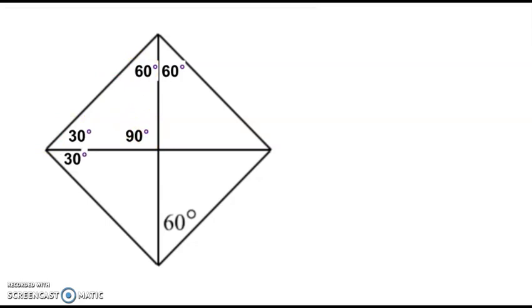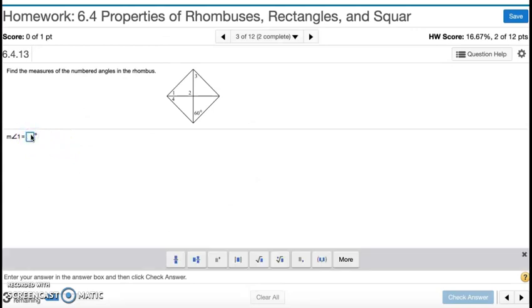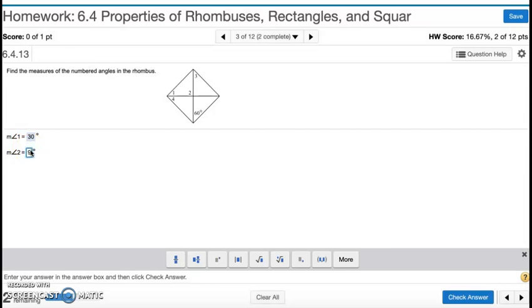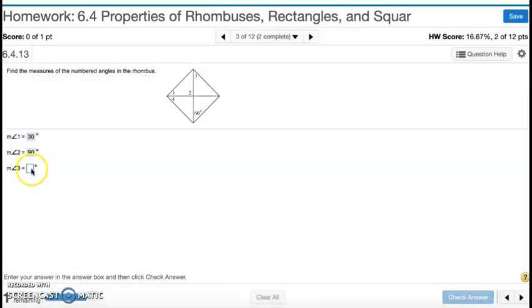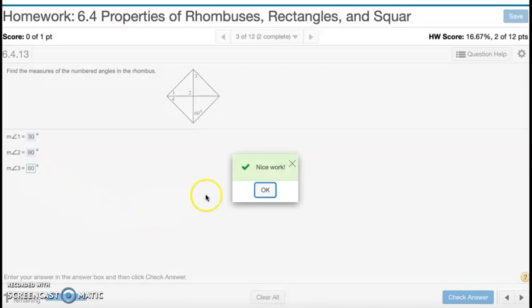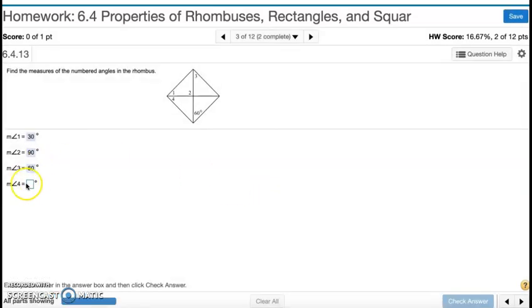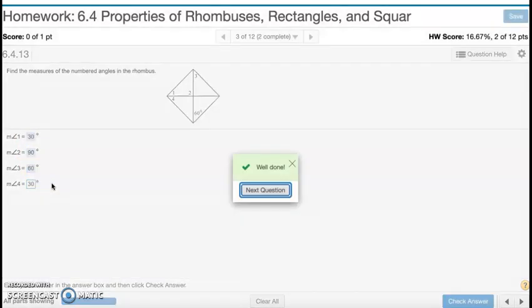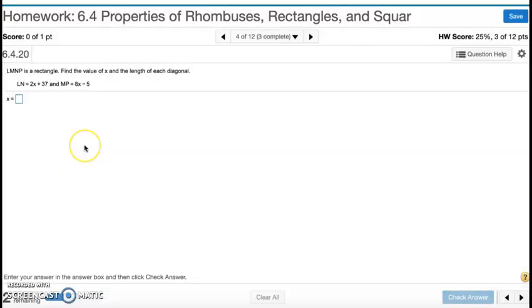So let's type in our answer. So the measure of angle 1 is 30, the measure of angle 2 is 90, and the measure of angle 3 is 60. And the measure of angle 4 we said is the same as 1, so 30. And that's number 3.